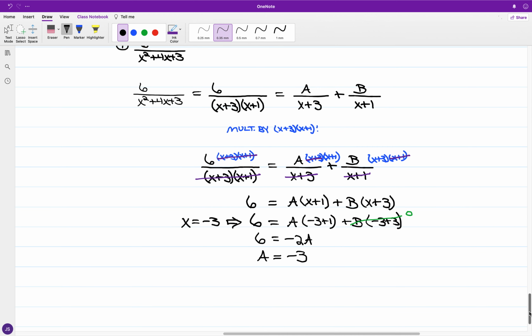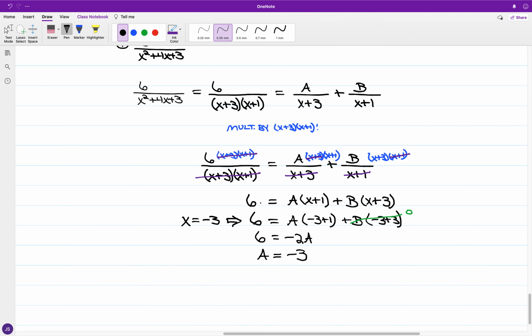Now if I go back to this equation, I'm looking at eliminating a in order to solve for b. With a, we have x plus 1 alongside the variable. And if I set x plus 1 to 0, we have x equal to negative 1.